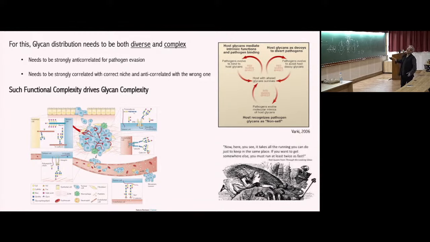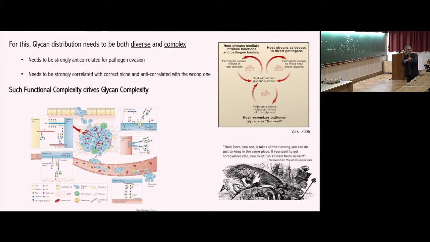You can anticipate this, because the glycans produced by a single cell need to be strongly anticorrelated for pathogen invasion, anticorrelated to the receptors and to the molecules that are sitting on the pathogen. They need to be also strongly correlated with the correct niche.